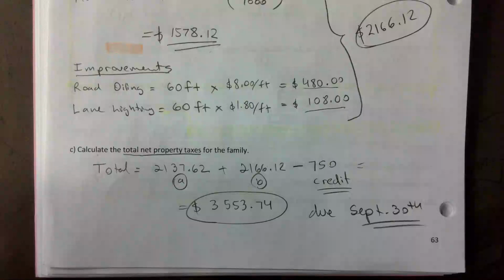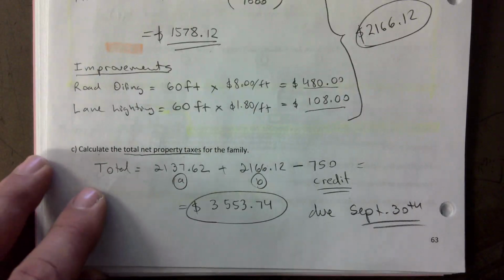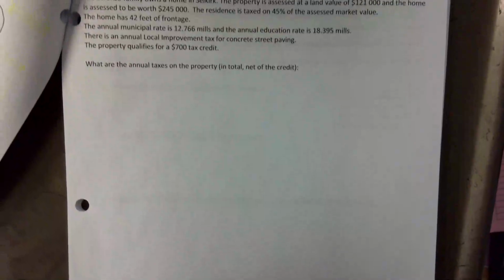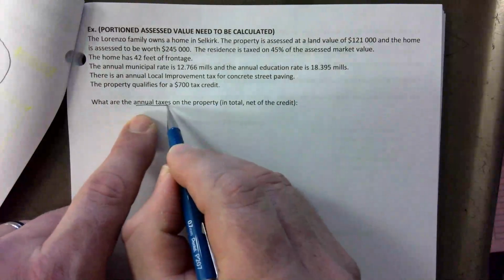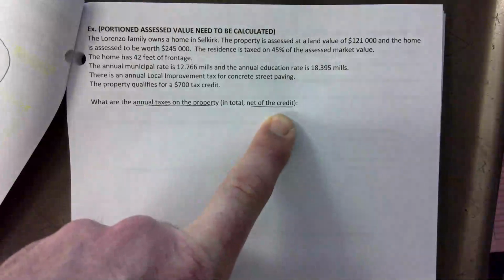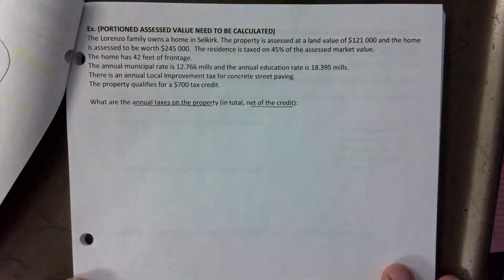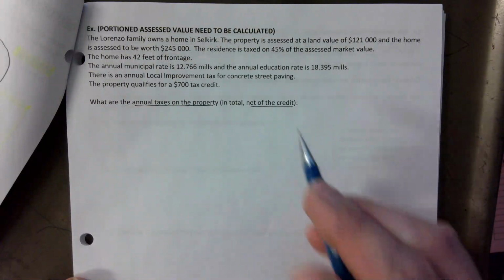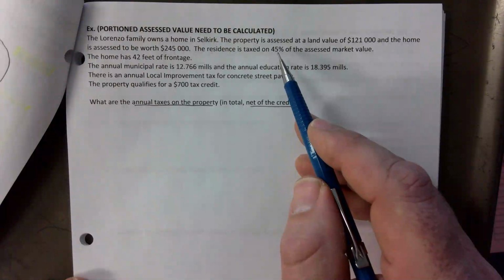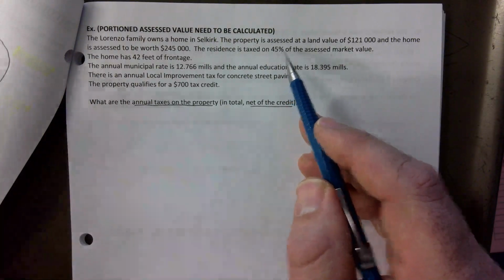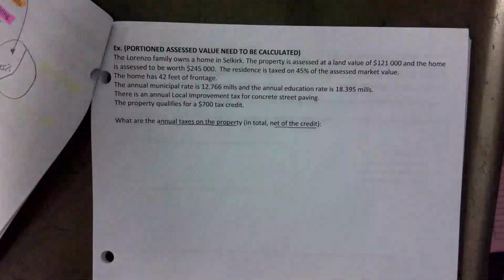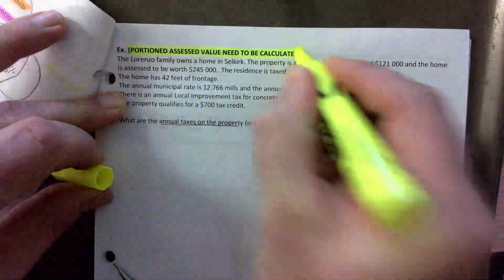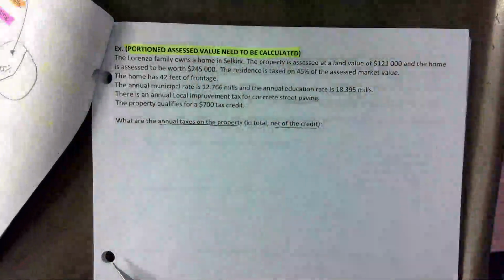All right, I'm going to ask you to try number 64 right away, okay? What's different about 64 is that I don't break it down into A, B, C. It's just figure out the property taxes net of credit, meaning take away the credit. Question: are you going to have to multiply something by 0.45 before you start? Yes. In the last case, you didn't. Here you will. So I'll get that part started for you. The portion of assessed value needs to be calculated.